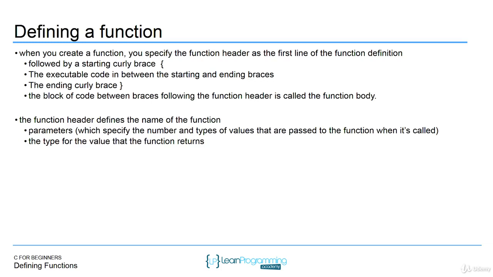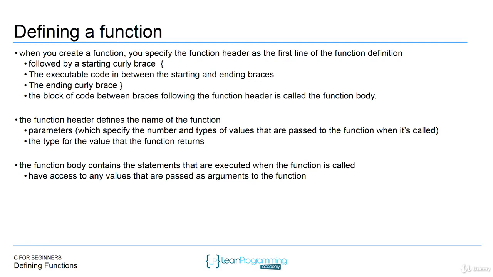The function header defines the name of the function, the parameters of the function, and the type for the value that the function returns. We're going to talk about parameters and arguments in detail, but right now you just need to know that parameters specify the number and the types of the values you can pass to the function. Parameters have to do with passing data. We mentioned that functions can return data. So in the function header you have the name of the function, the data that can be accepted by the function, and the data that's returned by the function. We're not going to focus right now on the data that can be passed or returned. We're just going to talk about creating a simple function.